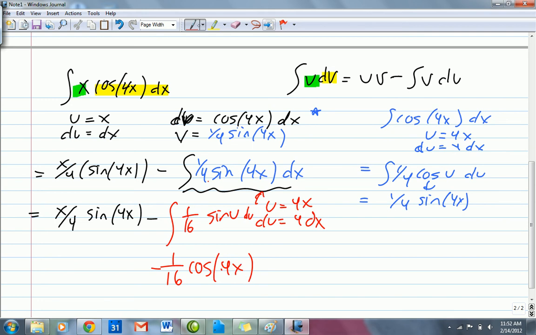Okay. Now I bring everything else down. Bada bing, bada boom. I get x over 4 times sine of 4x. Minus minus turns into plus 1/16 cosine of 4x plus my constant of integration.